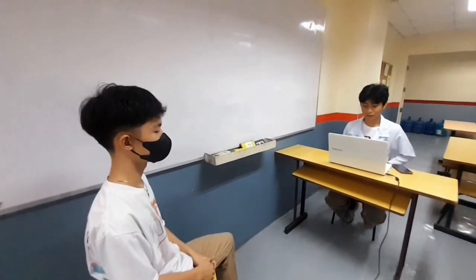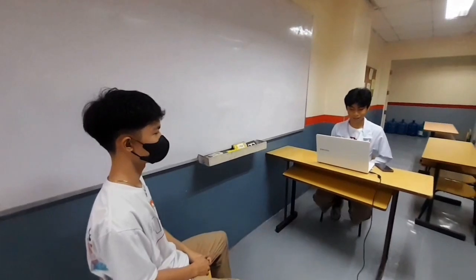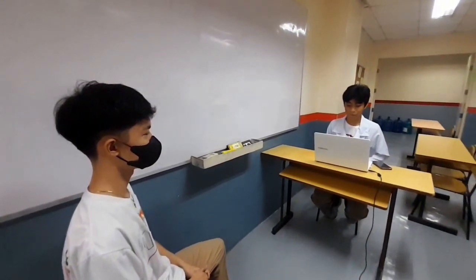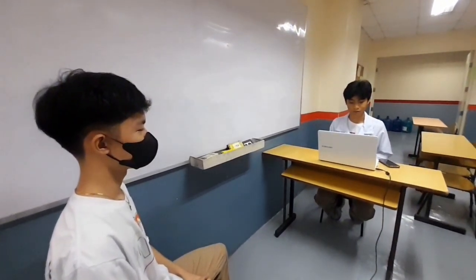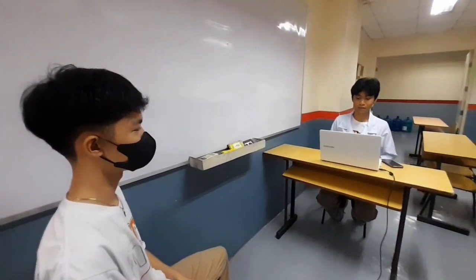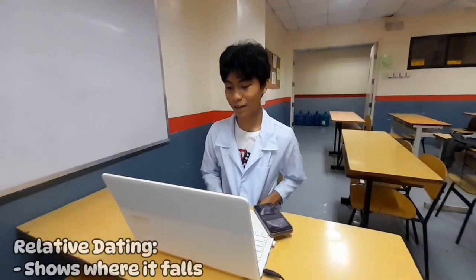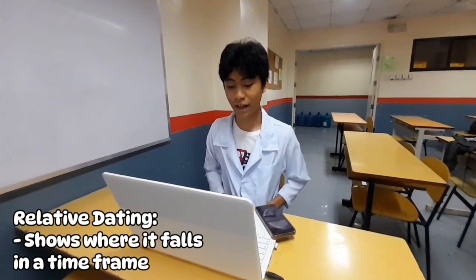First, relative dating is used to identify the chronological sequence of historical events by comparing the age of various artifacts, without establishing the precise age of objects. This method shows where it falls in a time frame.